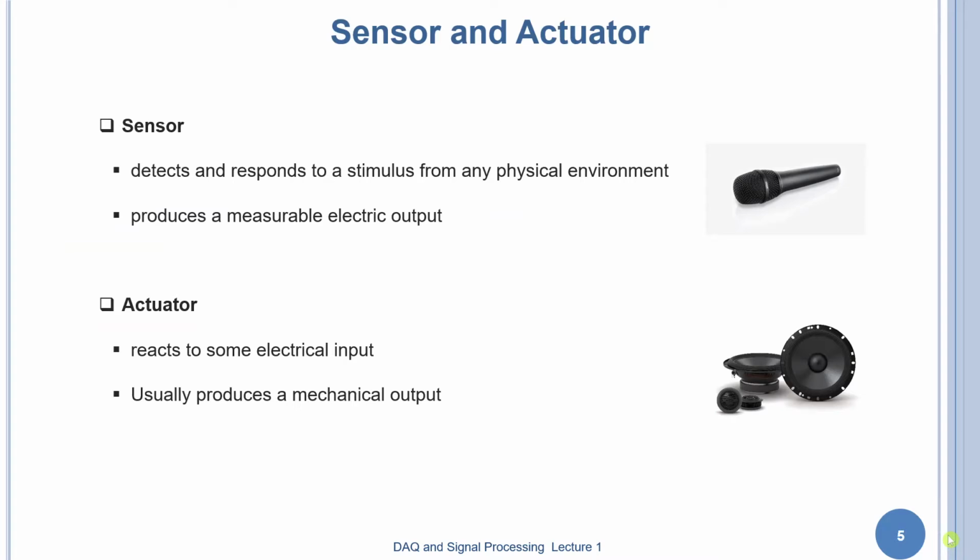So, what is a sensor? A sensor detects a physical impetus and then it can convert that physical impetus into some form of electrical output which can be further measured. An actuator does the opposite. It will convert an electrical input into some kind of a mechanical output. So you can think of your mic that we use as a sensor and your speaker as an actuator.